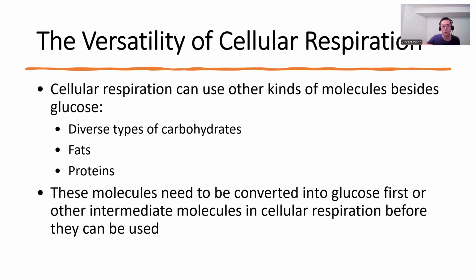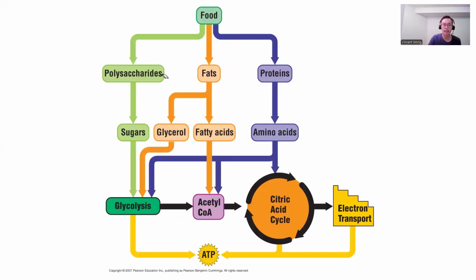So the proteins and the fats, all these other macromolecules that we consume, can actually be fed into cellular respiration at different stages. For example, fats, we learned in lecture 2, are made up of glycerol and fatty acids. The glycerol can be used in glycolysis, whereas the fatty acids can be converted into acetyl-CoA. And from acetyl-CoA, it goes into the Krebs cycle.